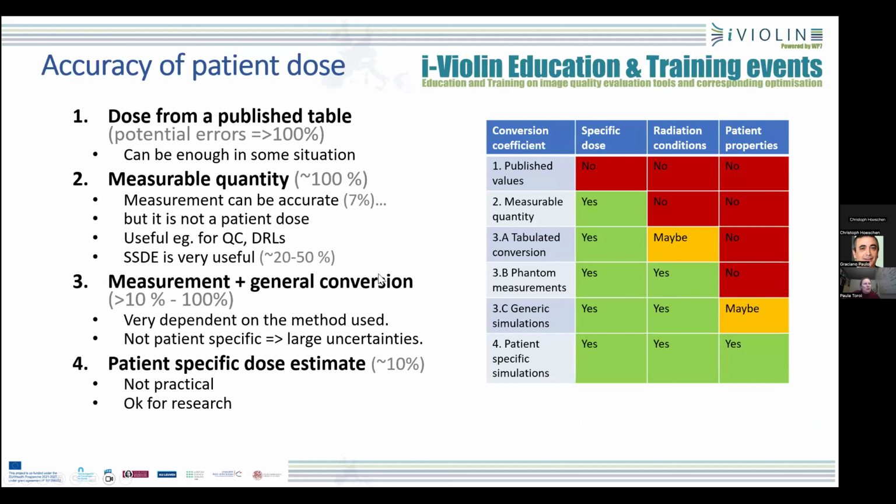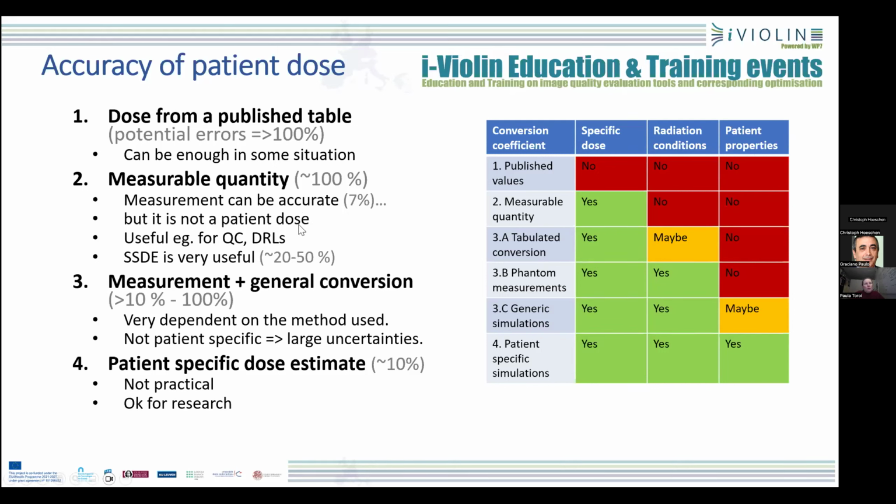So I'm almost finalizing my presentation. First of all, a summary about the accuracy of the patient dose. If we just take the dose from the published table, it can be enough for some situations. Uncertainties are high, but we are not taking into account the specific dose, the radiation conditions, and the patient properties. When we use the measurable quantity, the measured quantity can maybe be measured accurately, but it's not the patient dose. And when we want to convert it to patient dose, organ doses, there will probably be some additional uncertainty components depending on the situation where the actual patient is irradiated.